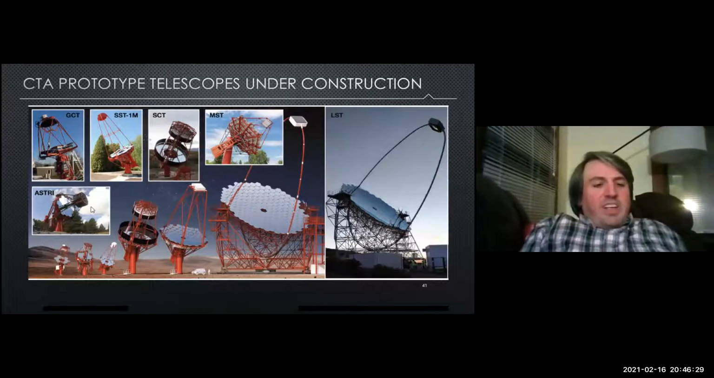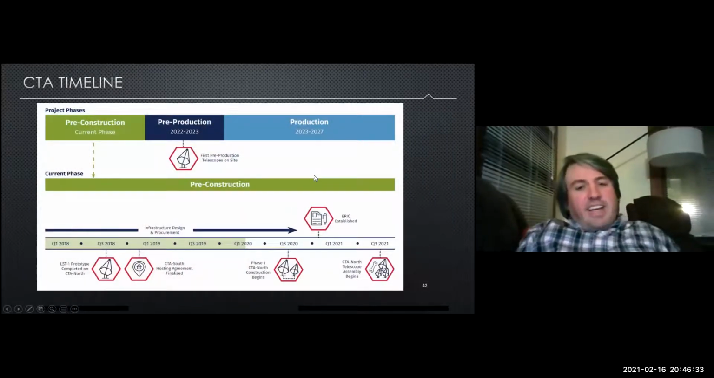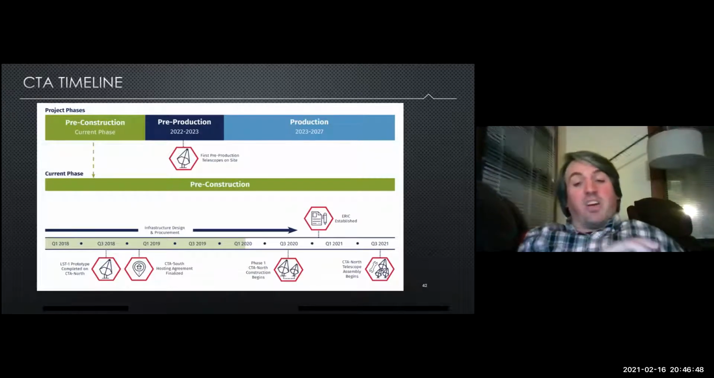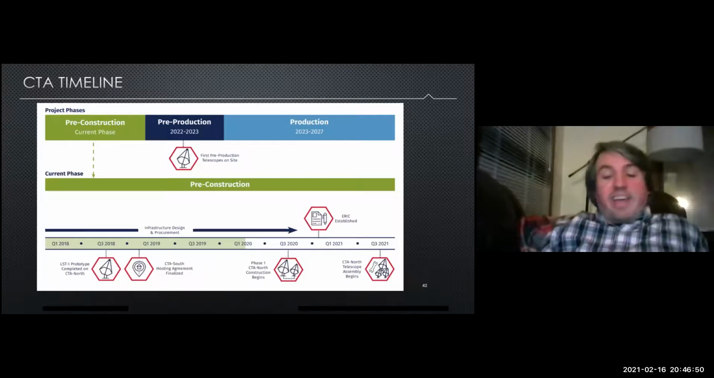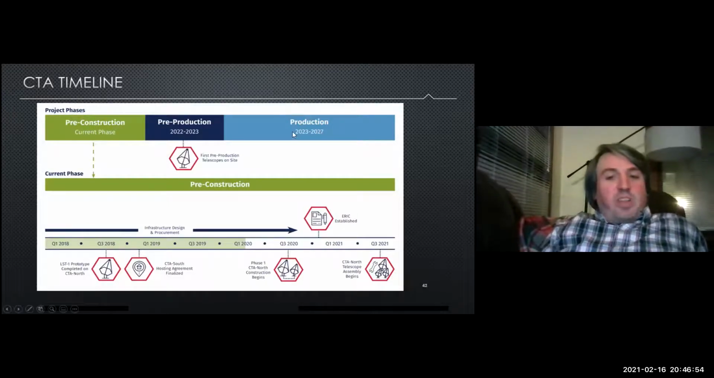So there are various prototypes going on, and here's kind of the timeline of the CTA construction. We're in the pre-production stages of building the first prototypes right now, and large-scale production is going to start in 2023. This is pre-COVID, so I don't know. That's probably going to push things back quite a bit, I would think. So it may be 2023, but it may be later than that.